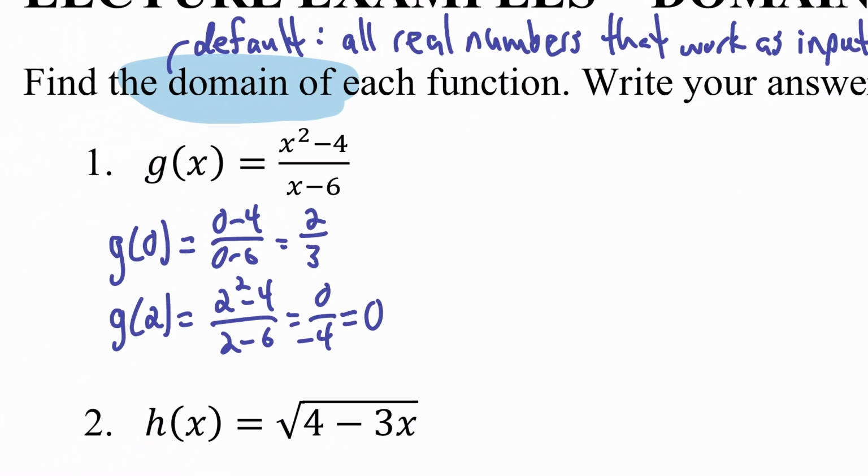So 2 is in the domain. And if this were in person, I would ask the class, hey, what number should we try that we think won't work? And probably someone will say, oh, let's try negative 2. And we would try that and go from there. At some point, someone will say, let's try 6, right?